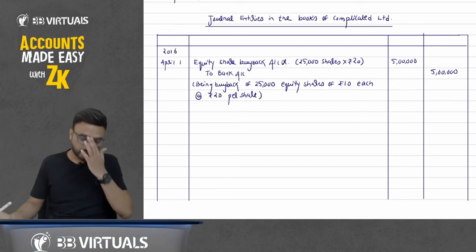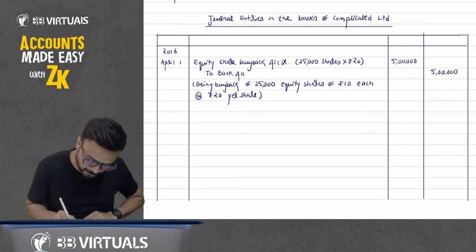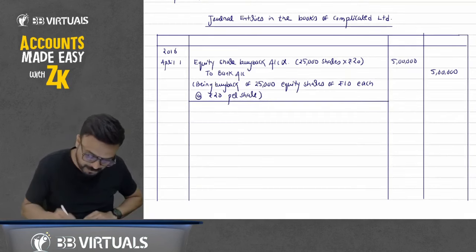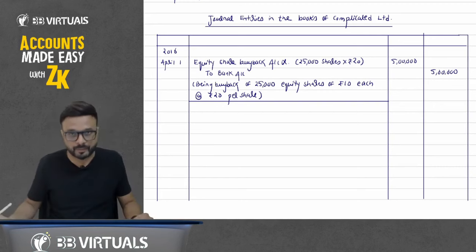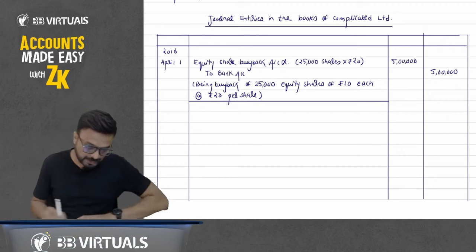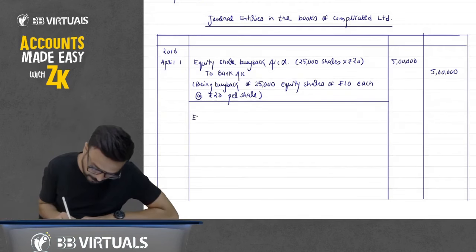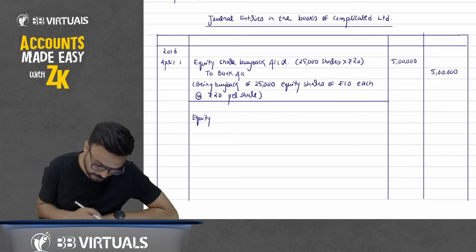Okay, now second point. We have purchased shares. Now we have to cancel them. When we cancel it, there is a decrease in capital. What do we do? Decrease in capital, debit it. So equity share capital account debit.